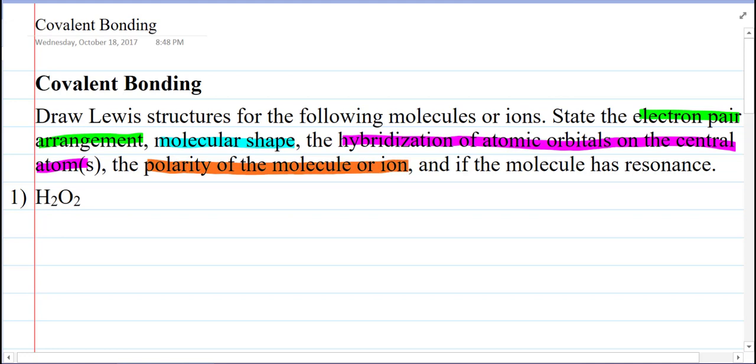And if the molecule's resonance, I usually leave black. So first thing up, electrons in the molecule: 2 times 1 plus 2 times 6. So that would be 14 electrons. How is it arranged? Well, I don't know. I got H2O2.